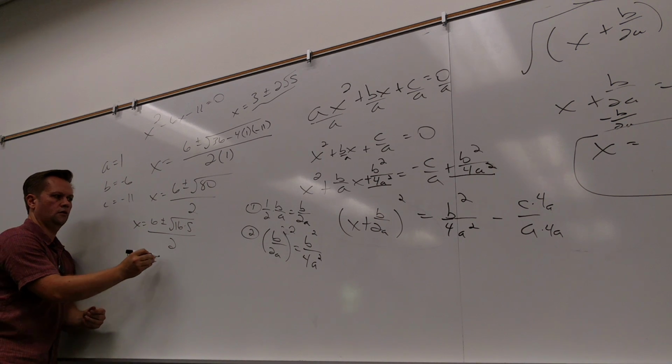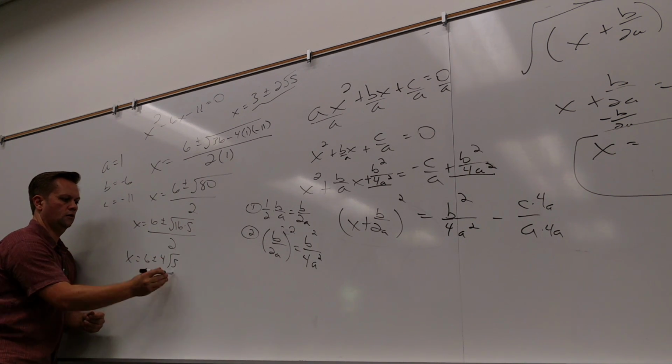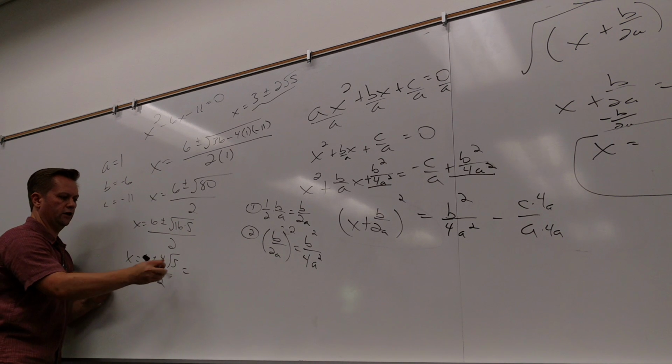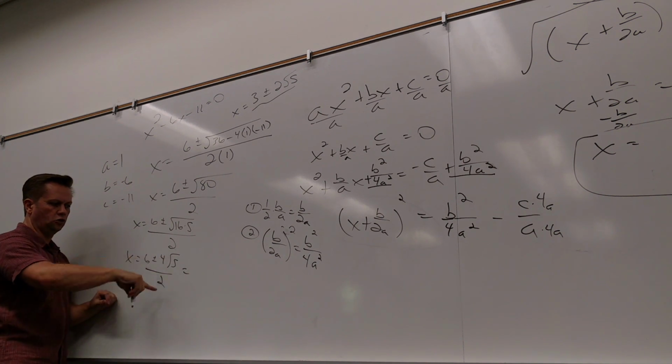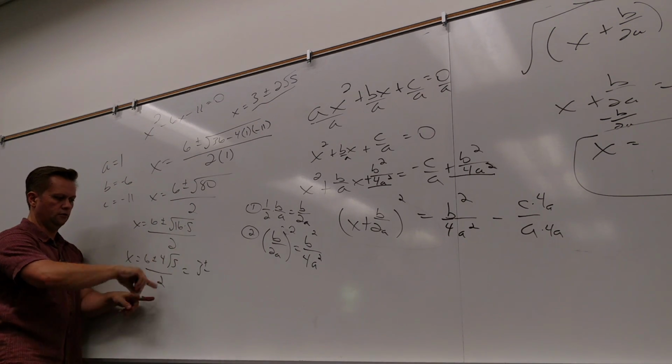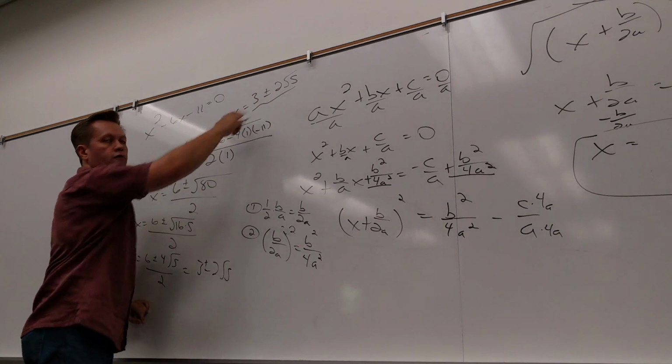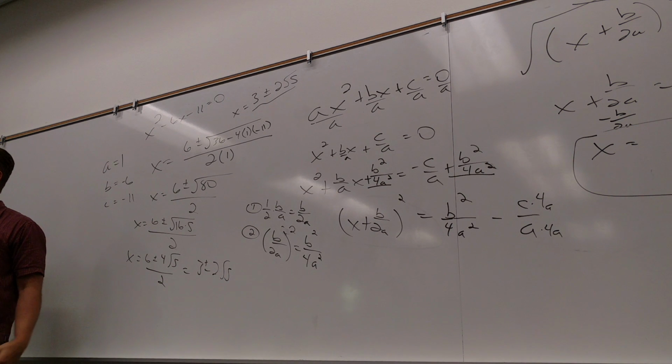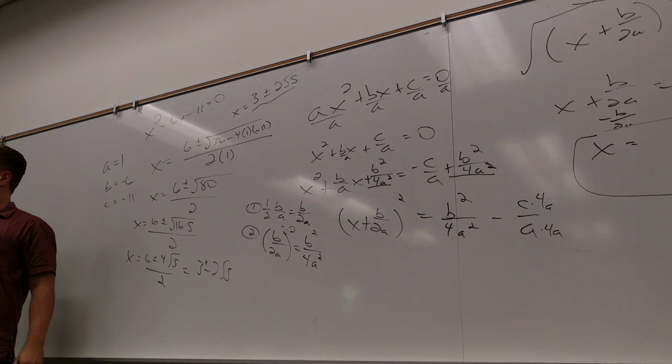6 plus or minus 4 root 5. And you can cut both of these in half, right? As long as you do both of them, it's legal. So you get 3 plus or minus 2 root 5, right? Of course it's the same answer because I did the same thing. All right.